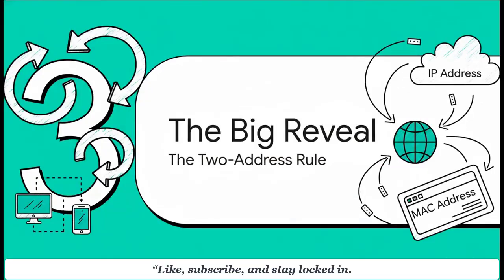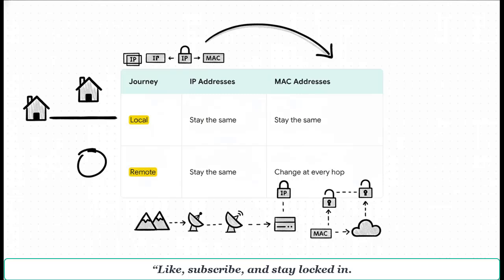So, now that we've seen those two journeys side by side, we can finally spell out the fundamental rule that makes the entire internet tick. It's all about how these two different addresses play together on a team. Let's just sum it all up. For any journey, whether it's local or remote, the source and destination IP addresses are constant. They are the start and end points, period. But the MAC addresses, on a local trip, they also stay the same. But on a remote journey, they change at every single hop, at every single router along the way.